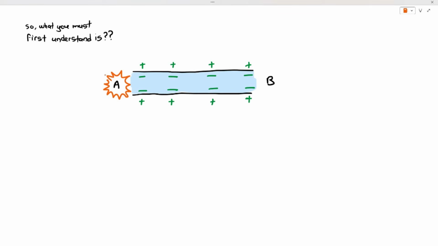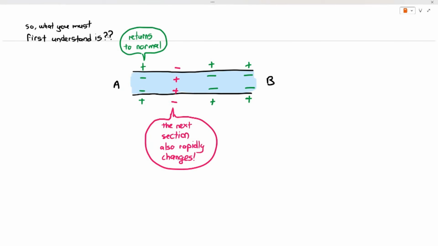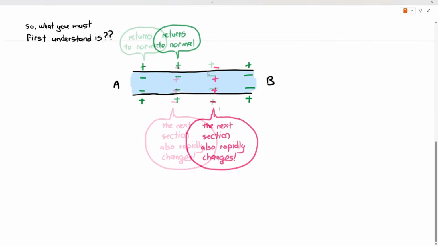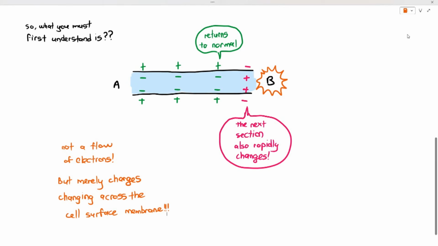So when A gets stimulated to send the signal, the charge nearer to A undergoes a rapid change, where the inside becomes positive and the outside becomes negative. And then what happens? The next area undergoes a rapid change. Good. But the previous area, the first one, returns back to normal. That's called a rapid change as well. Okay, and then what happens next? Same thing. And then the same thing until it reaches B. That is called action potential.